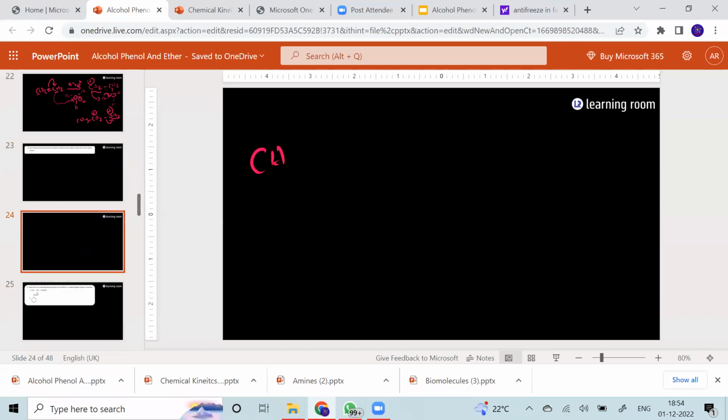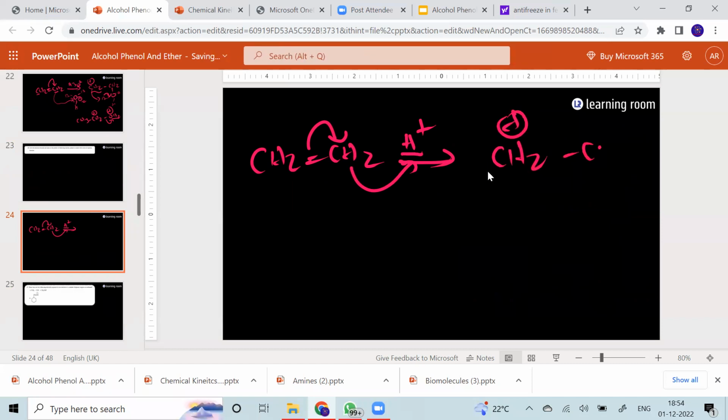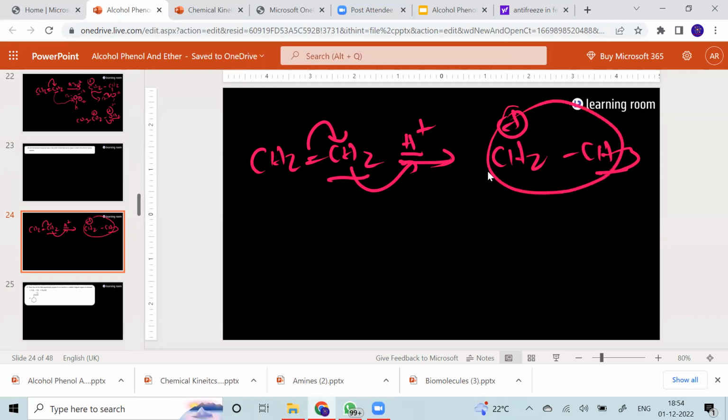Sir, or else can we say that H3O plus is nothing but H plus? Yes, we can just say that this is just H plus instead of H3O plus, and we can show this now. Now this will break like that and take up the H plus to form CH2 plus, and this becomes now CH3, is it not? Now this is the best way to show it. Yes, sir. Okay. Right.